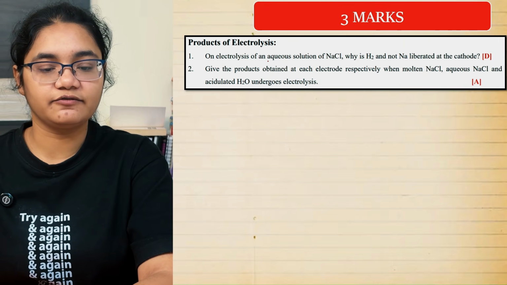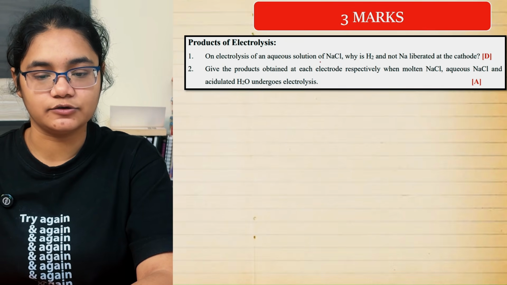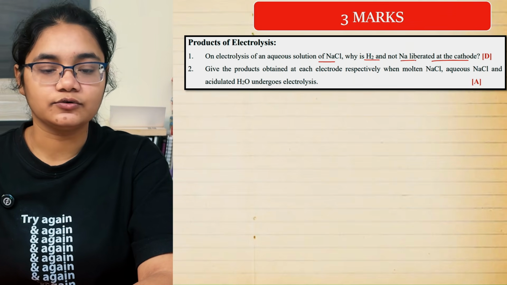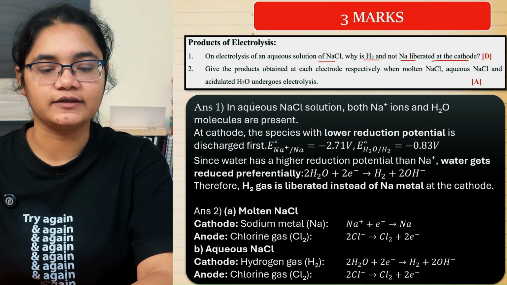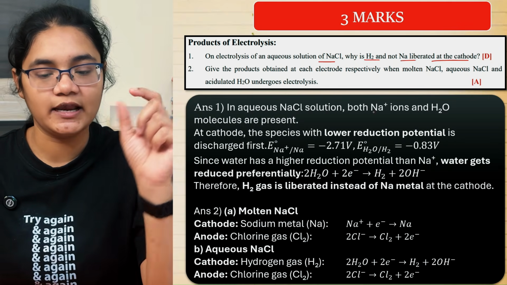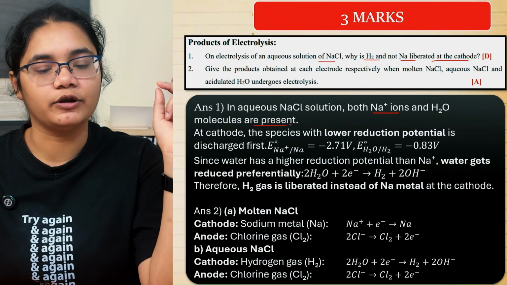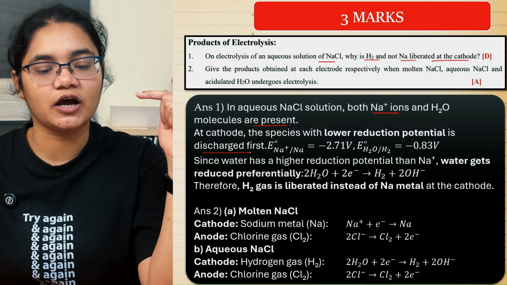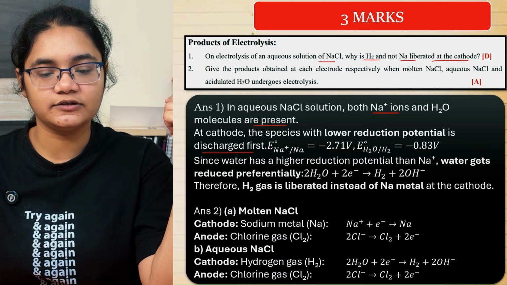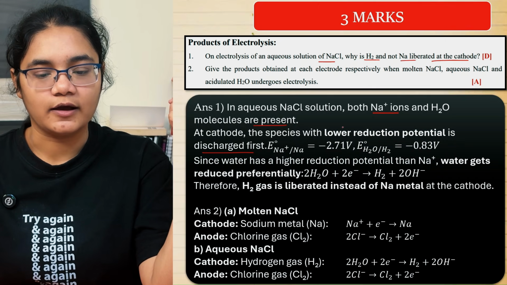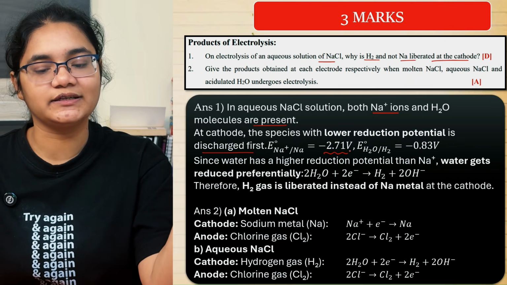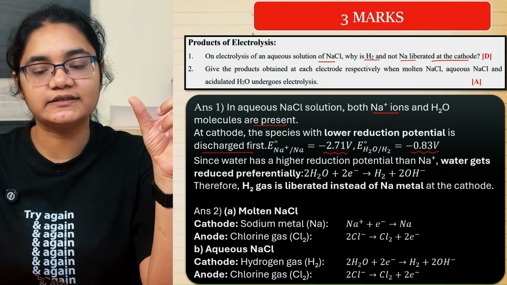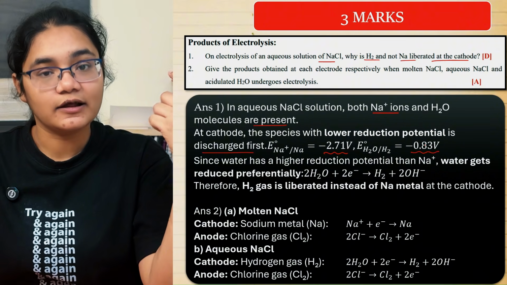Next, we'll talk about products of electrolysis. On electrolysis of an aqueous solution of NaCl, why is H2 and not sodium liberated at the cathode? It again depends on the reduction potential. In aqueous solution of NaCl, you have both Na plus ions and water molecules present. At the cathode, the species with higher reduction potential is discharged first. The reduction potential of sodium is minus 2.71 volt, and for water it is minus 0.83 volt.